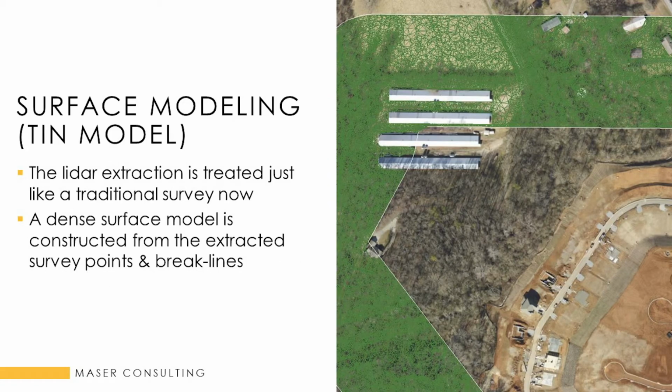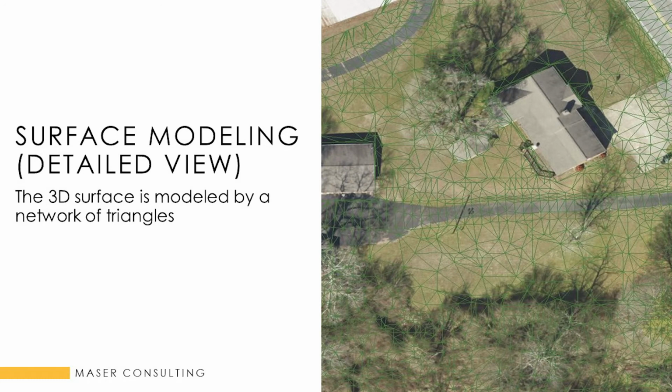So from there, it just basically becomes like any other topographic survey. We bring the model points and the break lines together to create the triangulated irregular network, or TIN model. This here is a little bit tighter view, and this is what the surface is created from. You can see we trim out around the buildings and all that stuff just like a conventional survey would do.